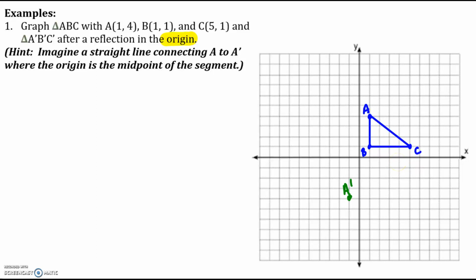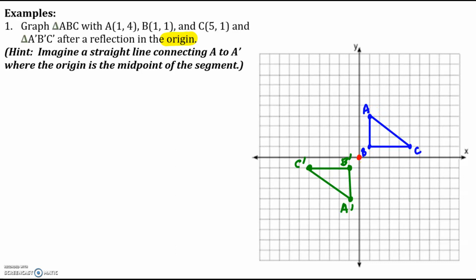We're going to do point B the same way. Again, remember our center is the origin. To get from B to the origin, you go down 1 and left 1. If we do that again, we now have B prime. And the same with C. To get from C to the origin, we go down 1 and left 5, so down 1, left 5 again, and C prime would be here. This is our new triangle, which has been reflected through the origin.